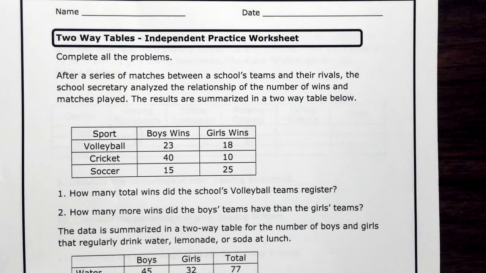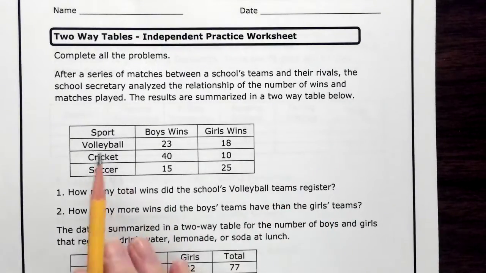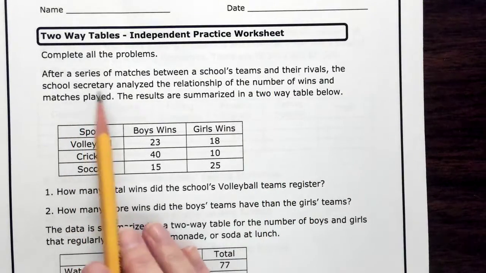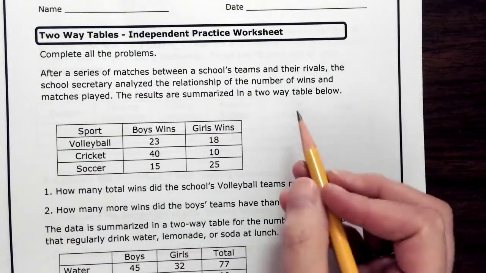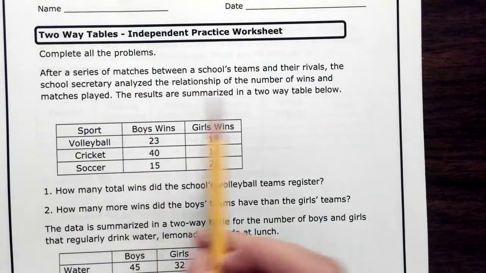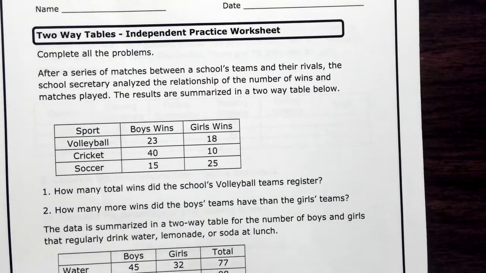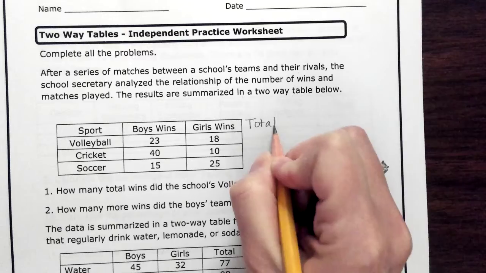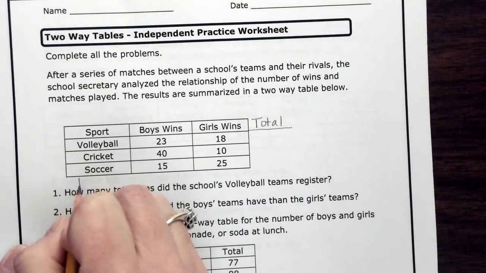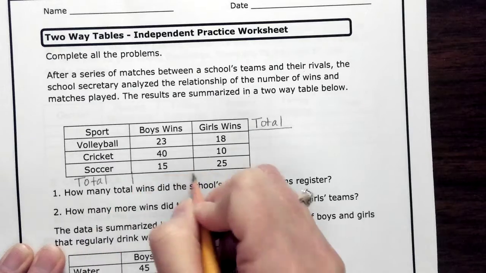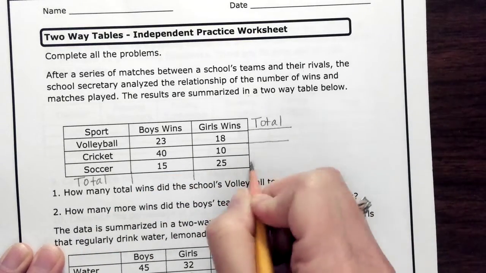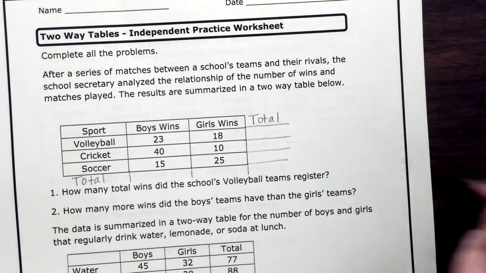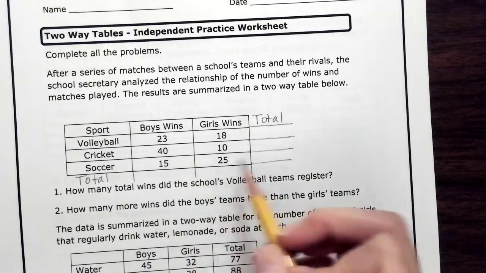So if I look at my first example here, after a series of matches between a school's team and their rivals, the school secretary analyzed the relationship of the number of wins and the matches played. The results are summarized in a two-way table below. Now, what I notice is that I don't see any totals. So you always want to do a total column at the end, and you always want to do a total row at the bottom. So those are two things that if you don't see, then you want to extend your table and you want to add those. And then all we have to do to add those is total up your rows and columns.